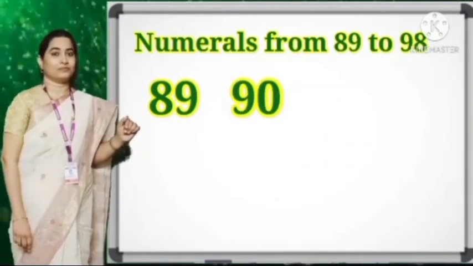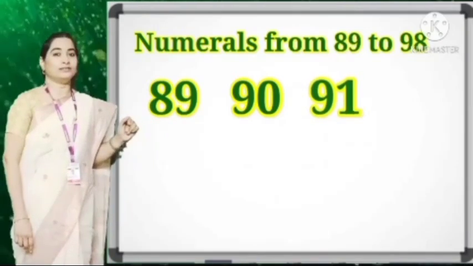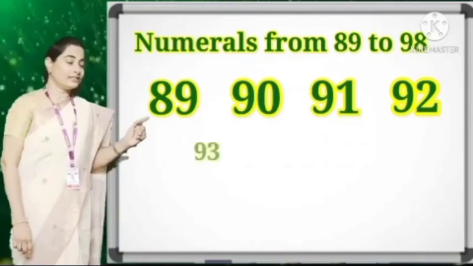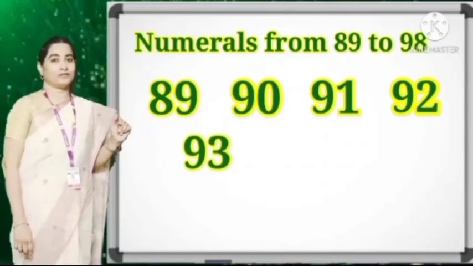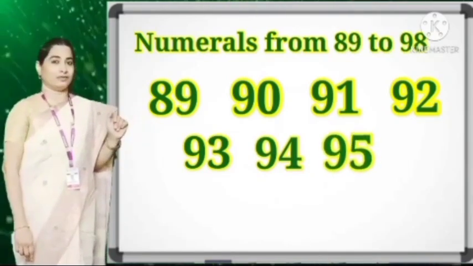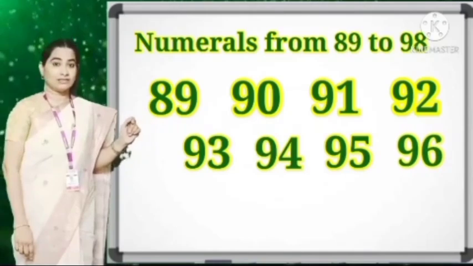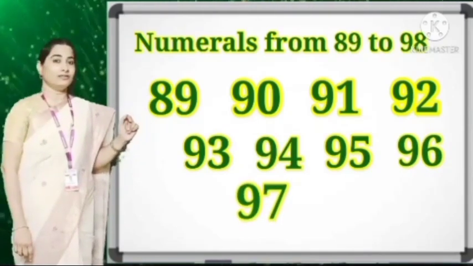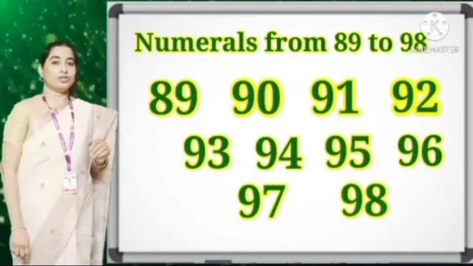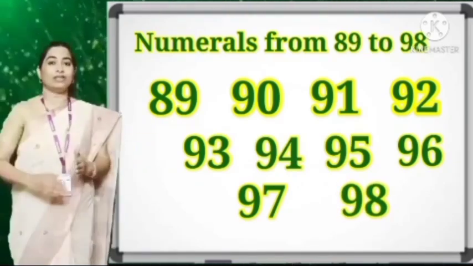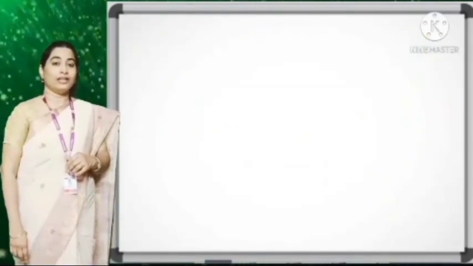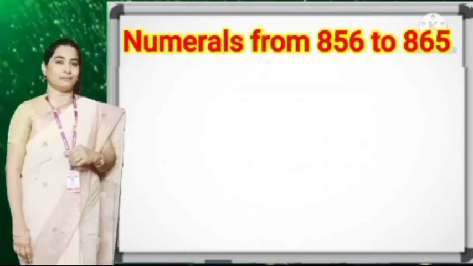90, 91, 92, 93, 94, 95, 96, 97, 98. It's there. So children, we have to go on for the next numbers when we write the numerals. And now we'll go with the next example.